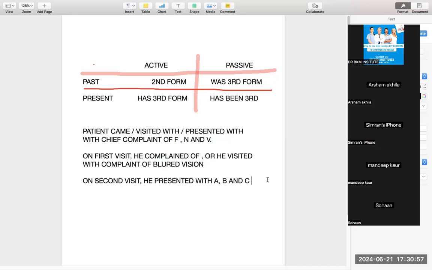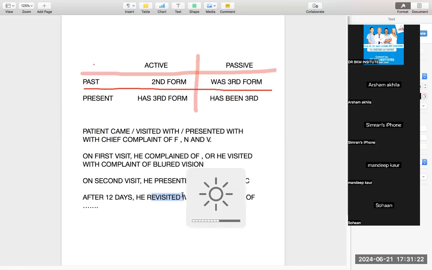First visit, second visit, if after 12 days he revisited with complaints of XYZ. Again, what I want to teach you is that the patient normally comes by himself. It is an active form. Second form, second form, second form. This is what I want to teach you by this small thing.